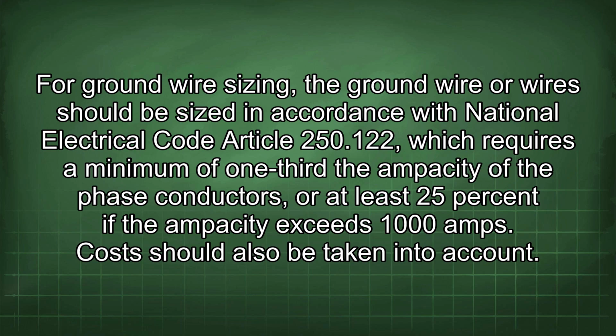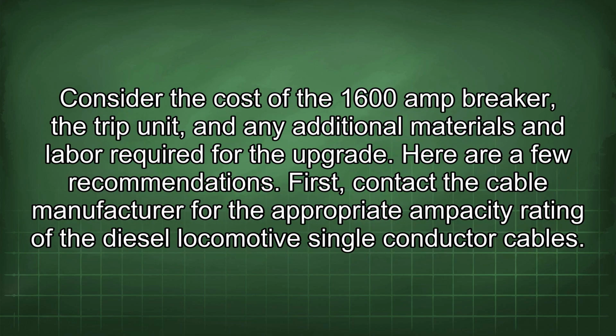Electrical Code Article 250.122, which requires a minimum of 1/3 the ampacity of the phase conductors, or at least 25% if the ampacity exceeds 1000 amps. Cost should also be taken into account. Consider the cost of the 1600 amp breaker, the trip unit, and any additional materials and labor required for the upgrade. Here are a few recommendations.